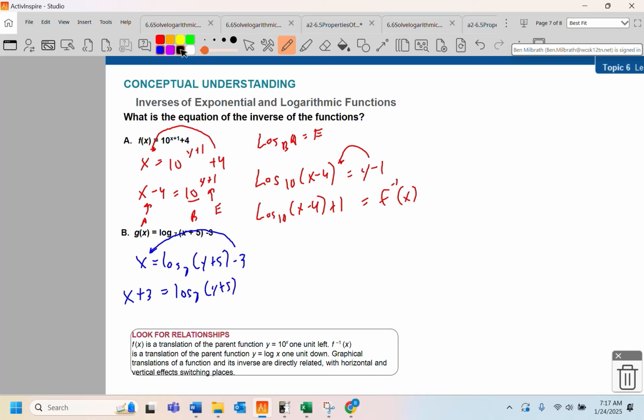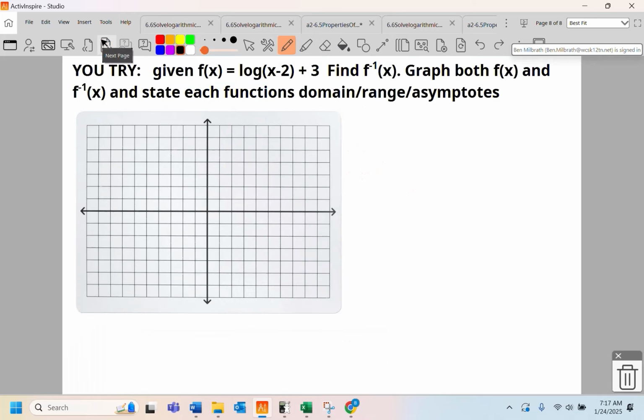Equals log base 7 of x plus 5. Base, argument, which means this guy is the exponent. 7 to the x plus 3 must equal y plus 5. Continue isolation. Subtract 5 from both sides. And there is your inverse of g of x. And the last thing here in this set of notes is your you try, and please try that. All right, there's a lot going on in that one. It is a great recap of what's going on. And sometimes finding an inverse is easier than actually graphing the function itself. It really is.